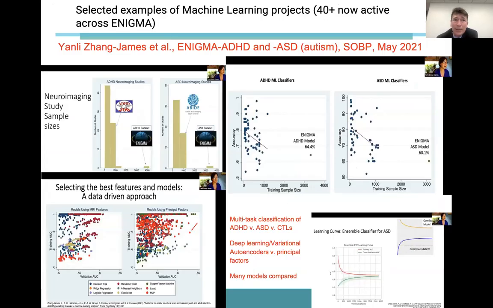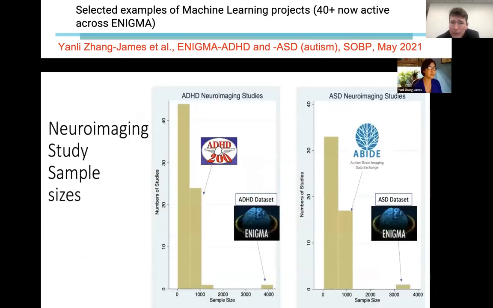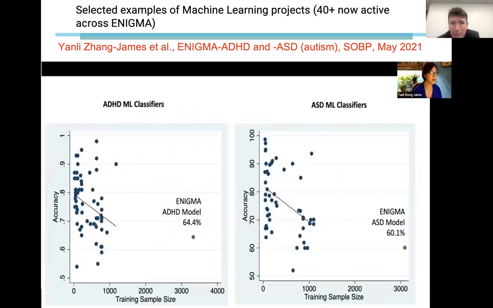So in the final 3 minutes, I'll tell you a little bit about how these methods are being tested in Enigma. One really great project, for automated diagnosis of ADHD and autism spectrum disorder based on multimodal imaging, is being led by Yanli Zhang-James. She has observed that compared to most of the studies in the literature, the Enigma multi-site data is obviously a much larger sample. But at the same time, the performance is worse.